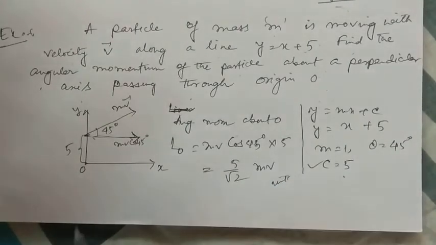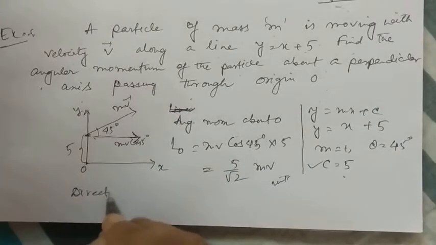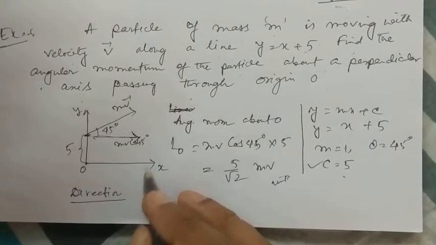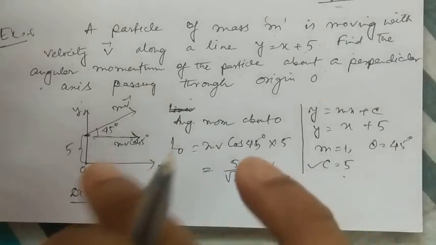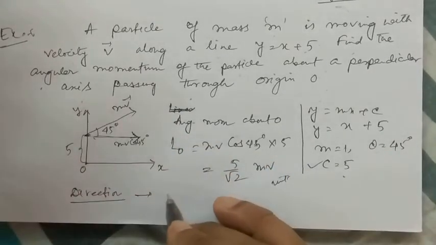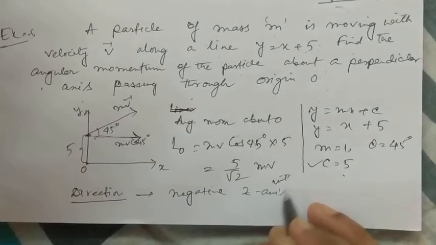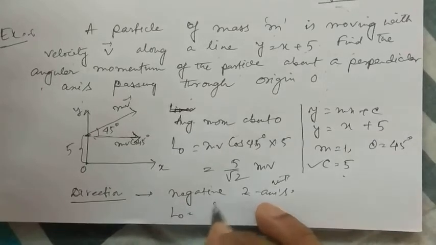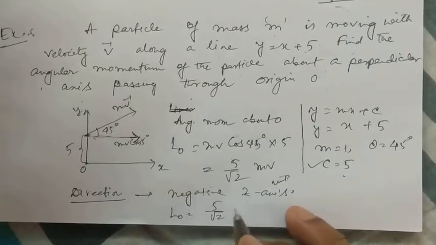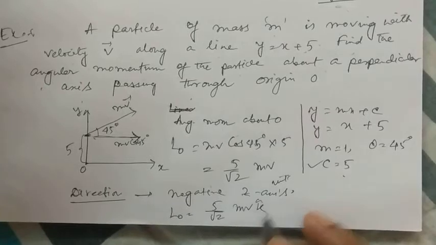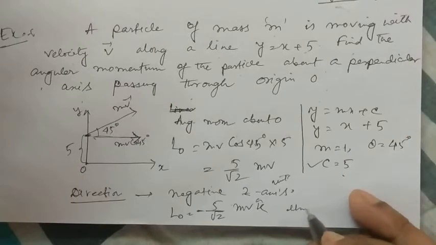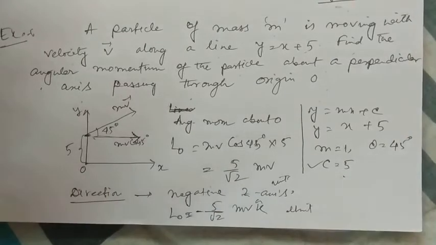Now it is the direction part. Now what is the direction part? It is along the negative z axis, therefore L O becomes 5 by root 2 m v k, but with a minus sign. So this is the value for the angular momentum of the particle about a perpendicular axis passing through the origin O.